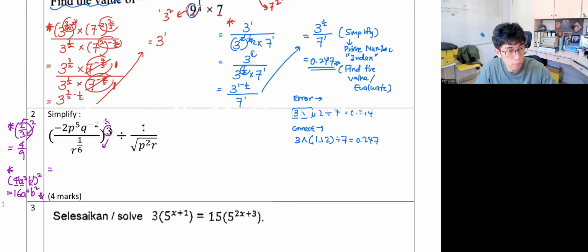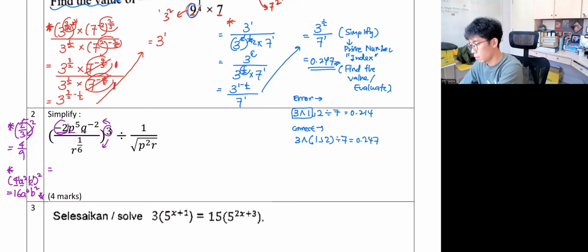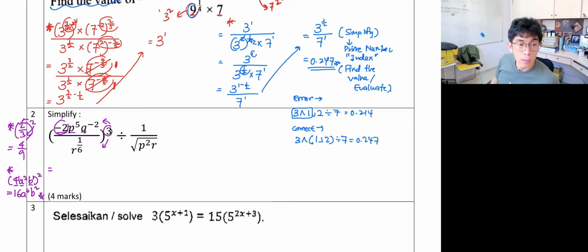Now, what you need to do next. Over here you get 3 bases, right? So what are you going to do? You take this -2 and cube it. Tell me, what is this? -2 when you cube, what you get? You get -8. -2 times -2 times -2.